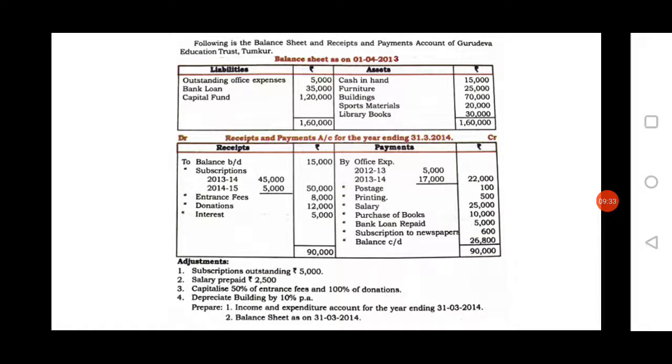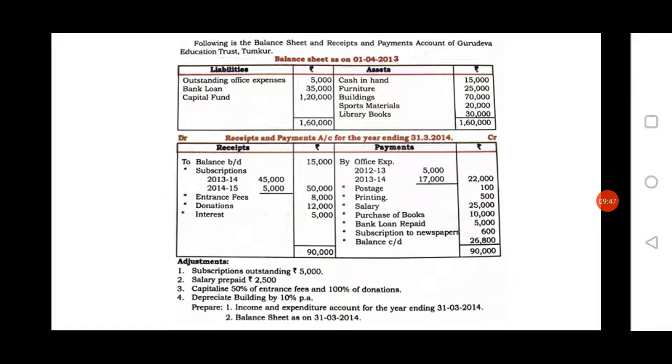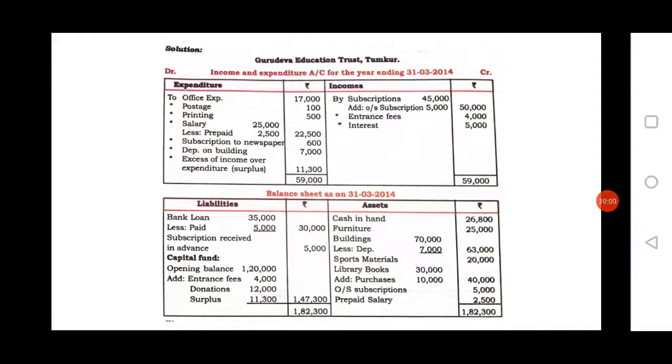Next, here in the adjustments, subscription outstanding is there, that is of the current year. This is an asset. Therefore, you have to record subscription outstanding 5,000 on the asset side. Next, here salary prepaid, that means next year's salary paid this year, the current year. Therefore, it is also considered an asset, and you have to record it on the asset side. Always, adjustment items you have to record twice, once in the income and expenditure account and once in the balance sheet.